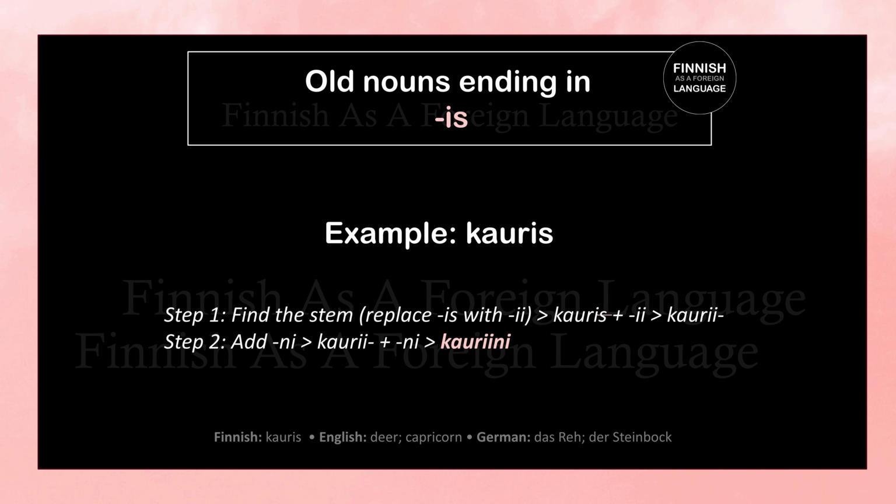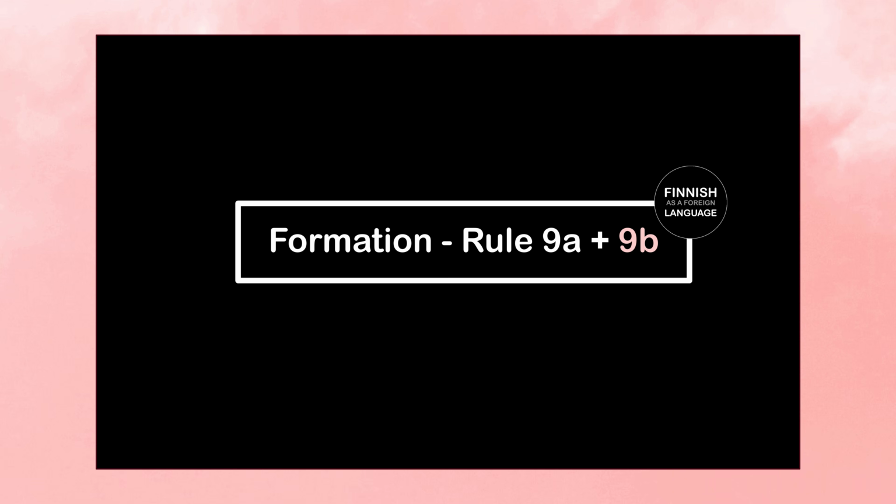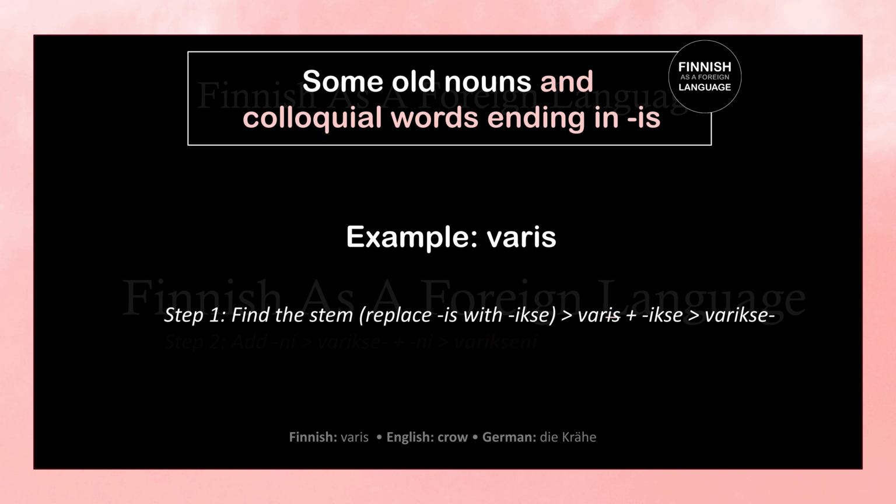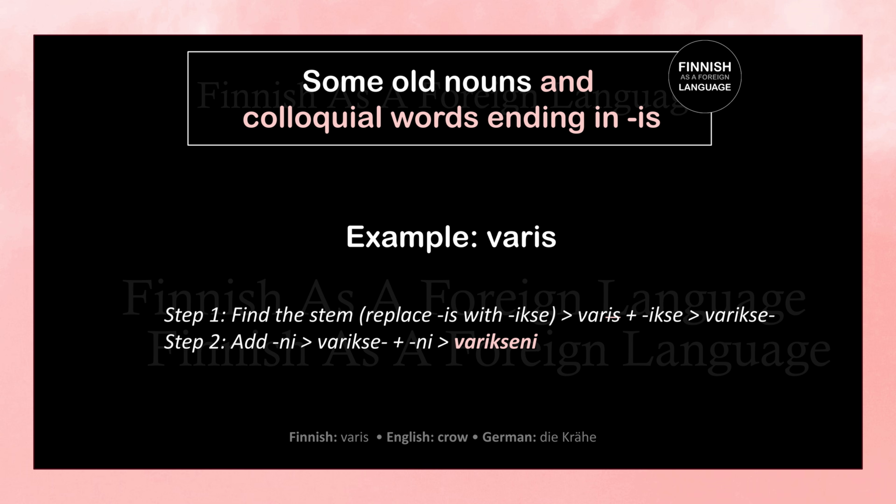Pay attention that when we want to find a stem here, we have to replace -is with a double I. Now, that's not always the case. Sometimes it works differently. For example, when we look at the rule 9b, which is about some old nouns and colloquial words ending in -is. For example, varis, which means crow. Again, in the first step, we have to find a stem, which we get when we replace -is with -ixa. So varis changes to varixa. This is our stem, which means we have varixa plus ni, and we receive varixeni, which can be translated as my crow.